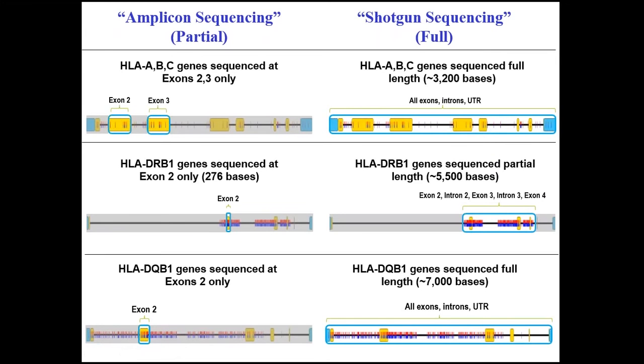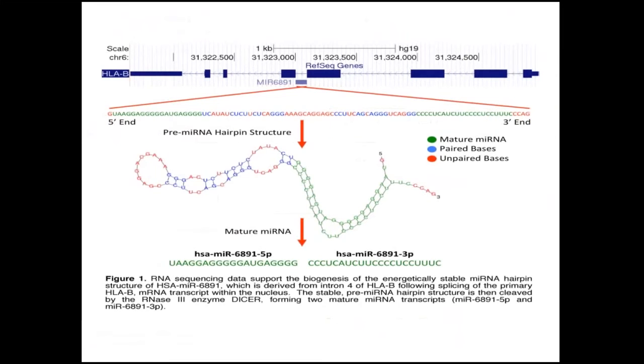I would also like to present you with some data on the next slide, showing that besides the known exonic sequences that are of obvious relevance, I present here an example where most recently we identified that in an HLA-B gene, and the direction of the gene here is from the right to the left, intronic sequences from intron 4, which is the one that is shown underneath, and it's the product of the splicing of the primary HLA mRNA transcript within the nucleus, is such that it generates an energetically favorable structure, as you can see here.